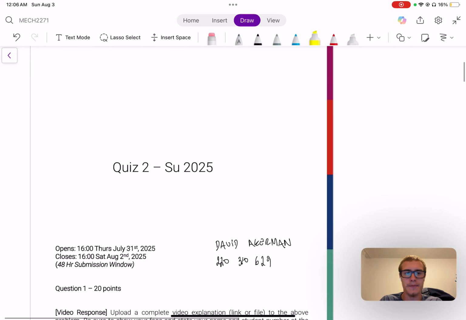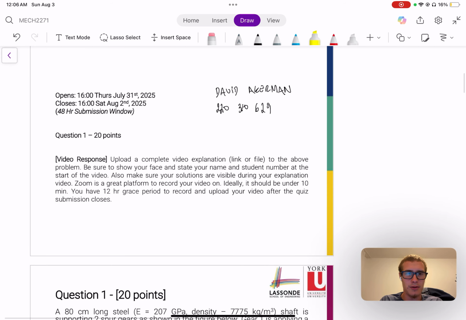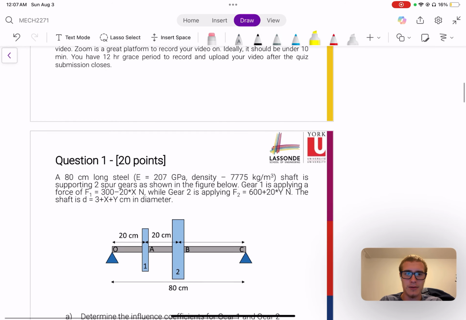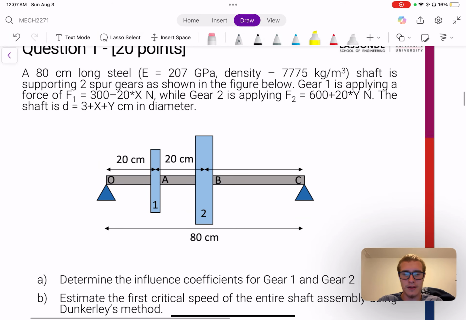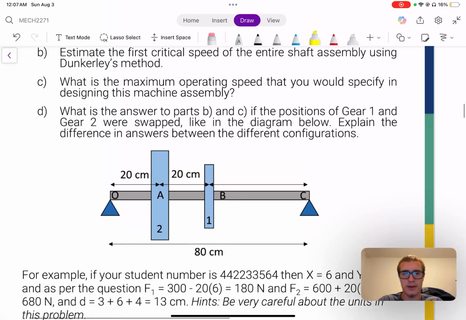Let's get started. Here we have Quiz 2, my name, student number. This is the question, this is a diagram that we're given, and these are the answers that we have to give, or the questions that we have to answer.